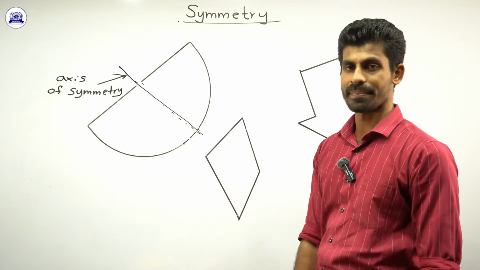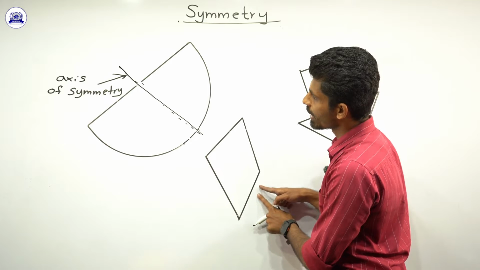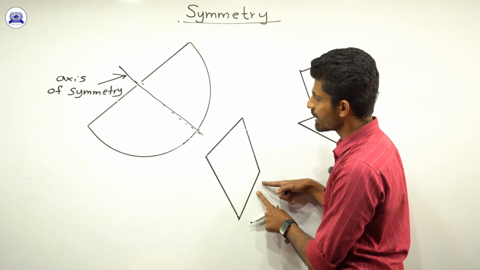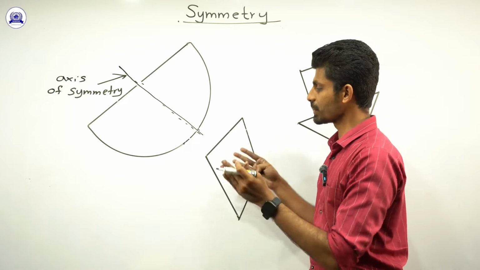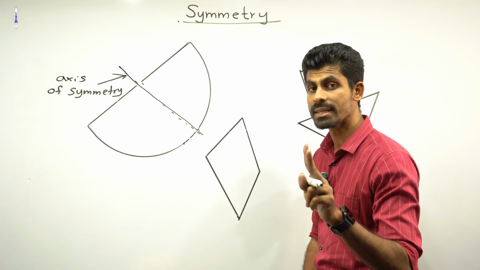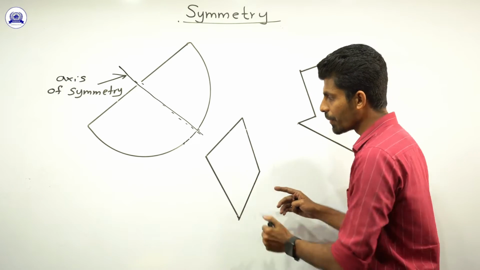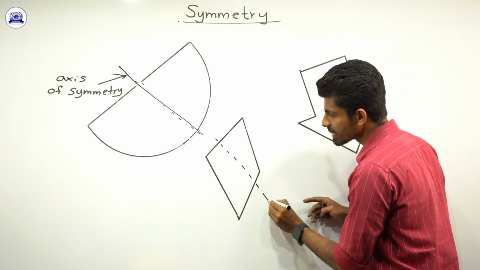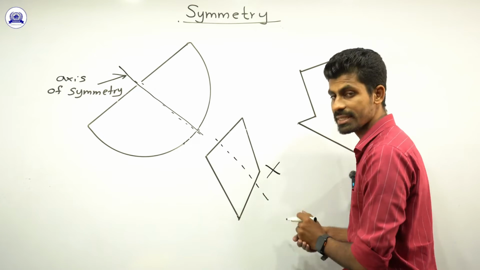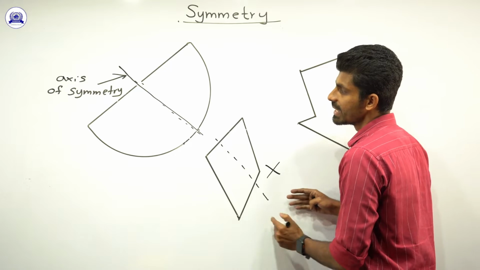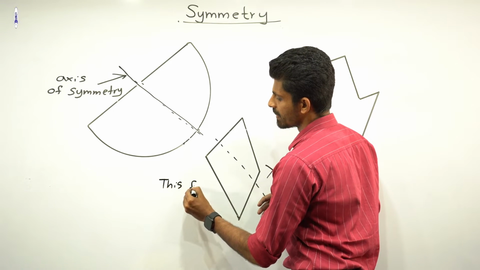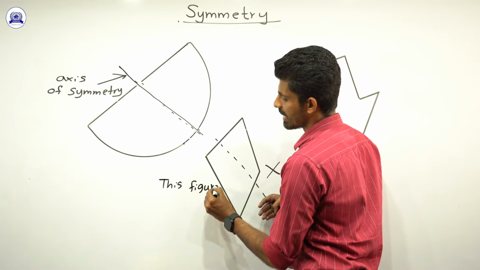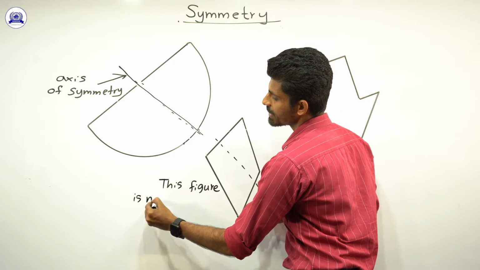Axis of symmetry. Now look at this one. Can you fold through any axis to get the equal 2 parts? Can you fold this one? No. If you fold along this axis, no. This is not symmetric, right? So this figure is not symmetric.